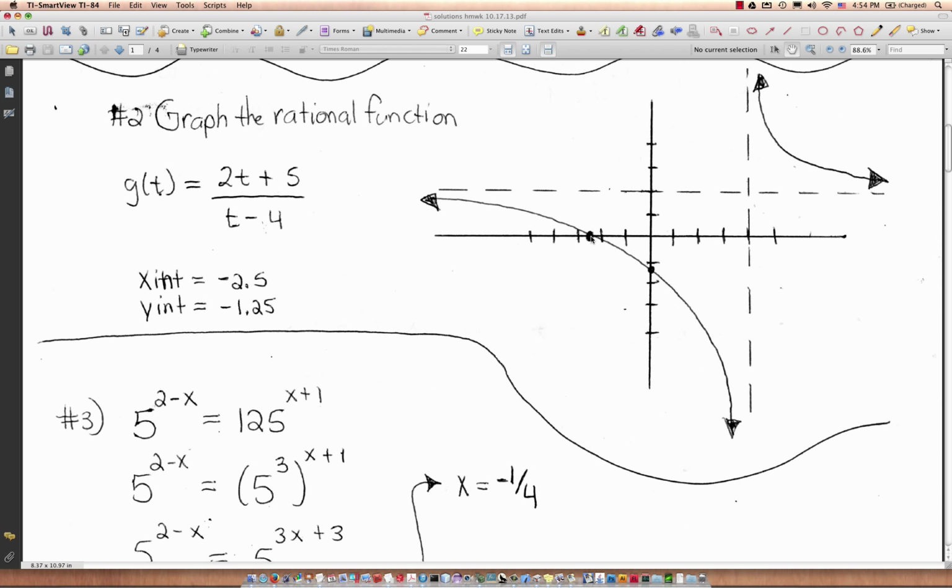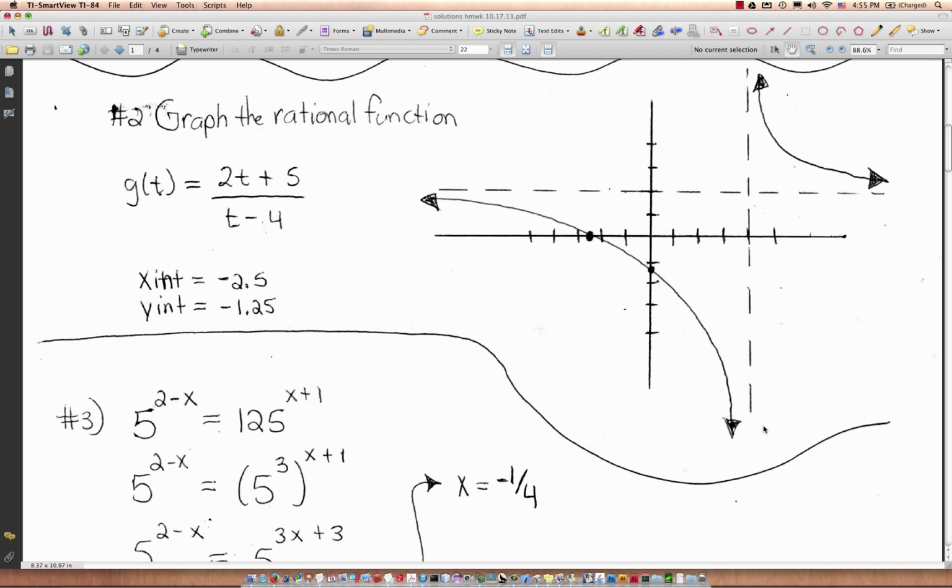So that means it crosses right here at the x-axis. I saw a lot of students just graph any old thing and say that that was good enough. And it's not good enough. You have to make sure you label your points correctly. So it goes through the x-axis here at negative 2.5. To find the y-intercept, all you do is you put 0 in for the variable t. So this becomes 5 over negative 4, which is negative 1.25, which is this point right here. Now, the vertical asymptote is at t equals the number 4, because that's where I would get 0 in the denominator.